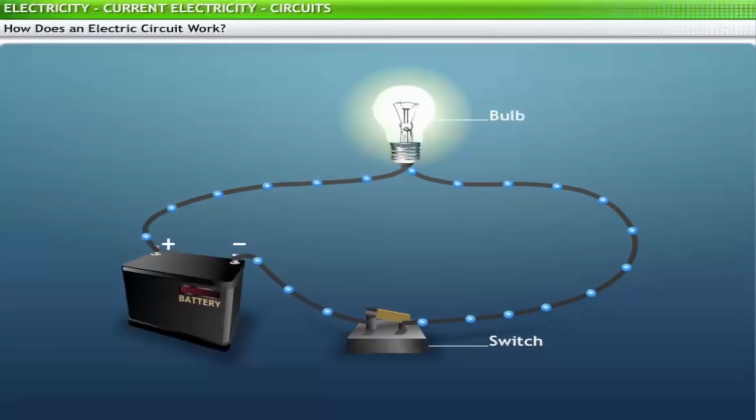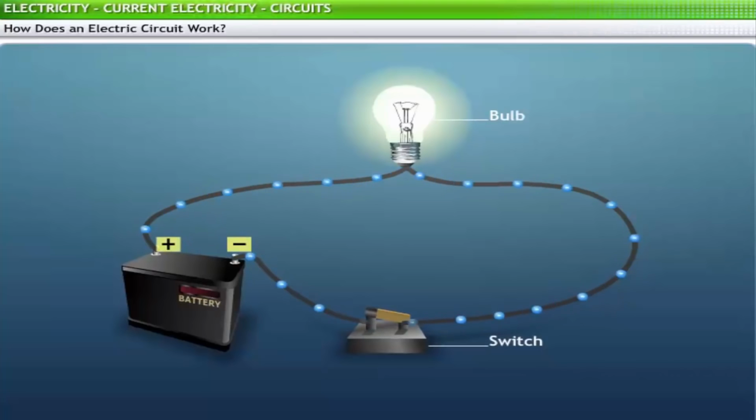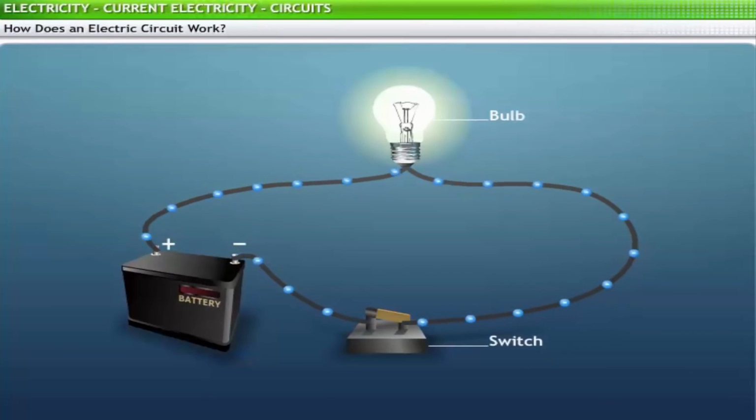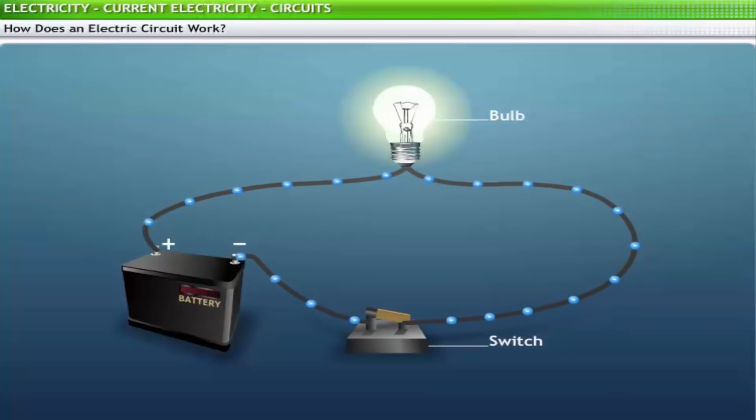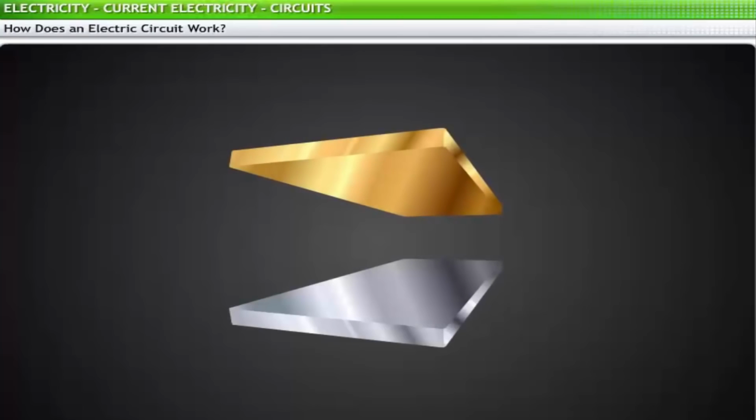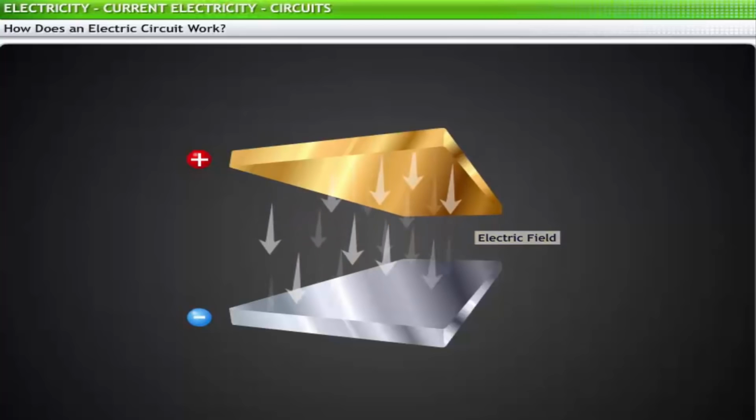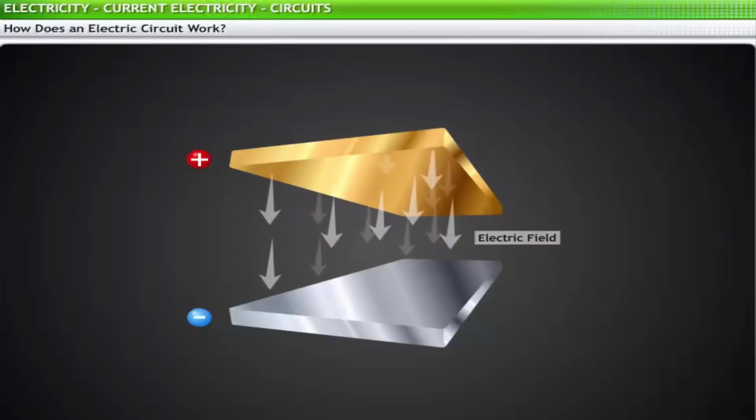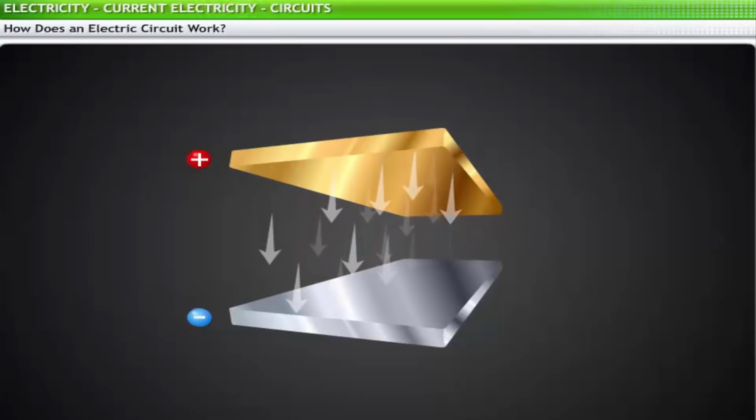The electric current in a circuit is due to potential difference between two terminals of the battery. To illustrate the concept of potential difference and the nature of an electric circuit, consider two metal plates positioned parallel to each other. Each of these plates carries an opposite charge, one positive and the other negative. This arrangement of charge plates creates an electric field in the region between the plates. This field is directed away from the positive plate and towards the negative plate.